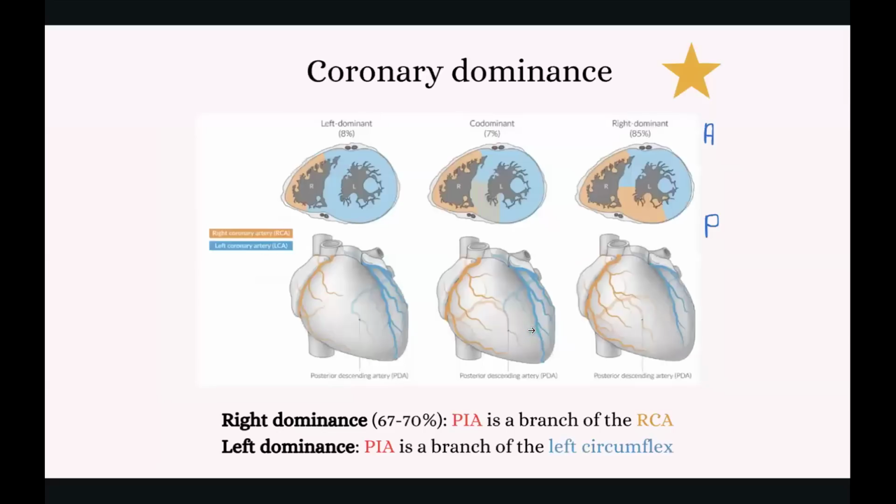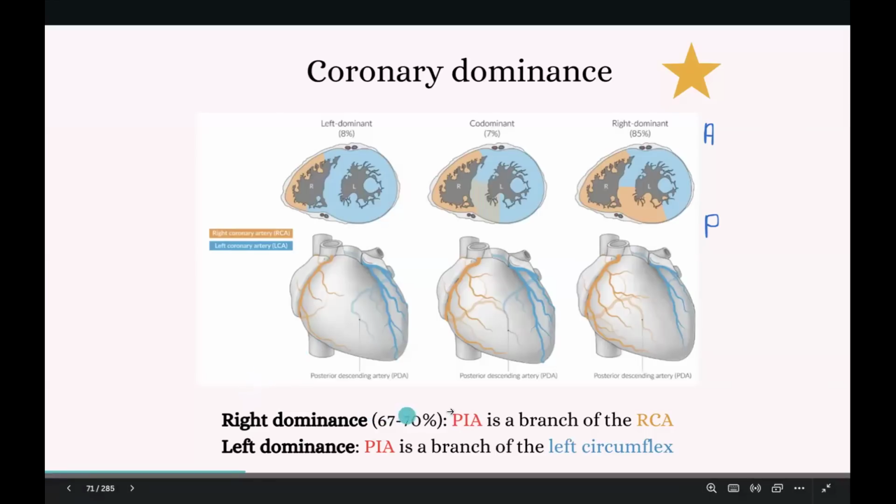Okay, now moving on to a very important concept, both for your MCQs and OSPE and everything, which is the concept of coronary dominance. Coronary dominance basically refers to where PIA branches off of, as I said before. PIA either comes off of the right coronary artery or off of the left coronary artery. Most commonly it's the right coronary artery, and it's the better scenario when it comes off of the right coronary artery. I'll tell you why in a bit.